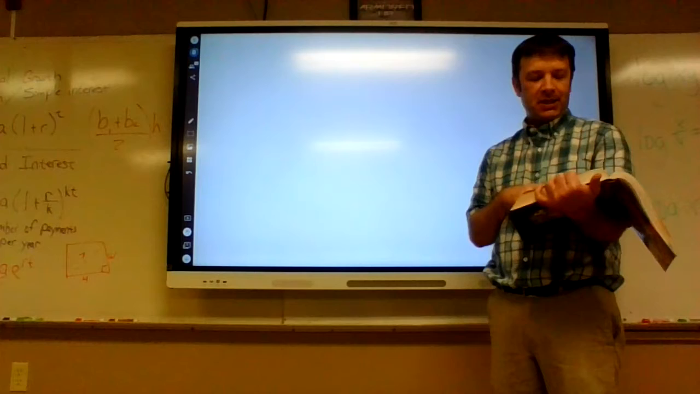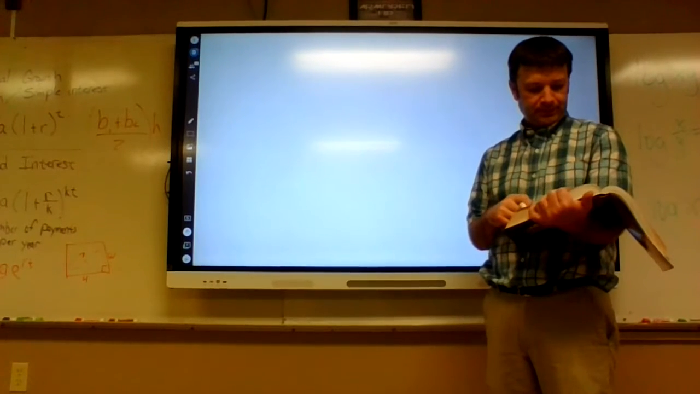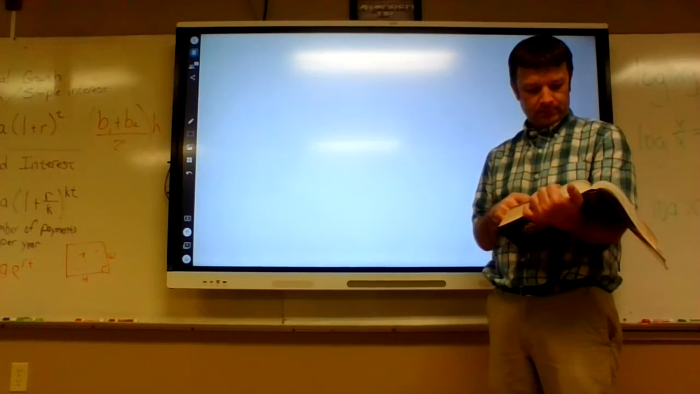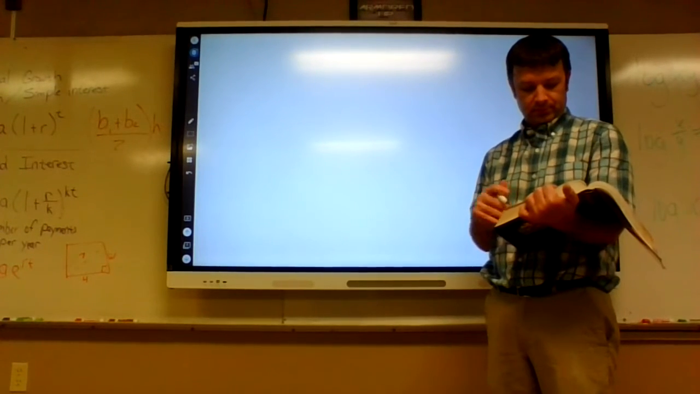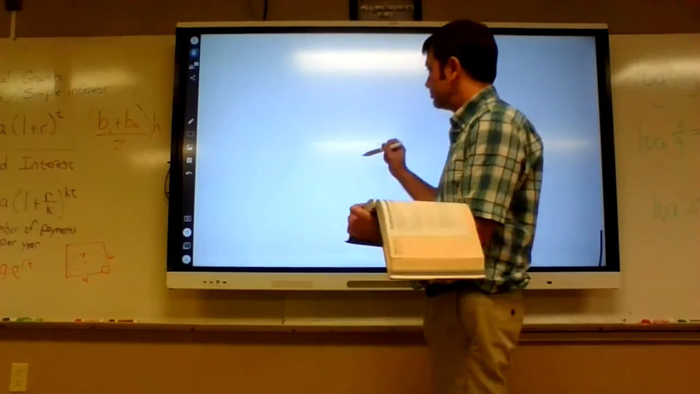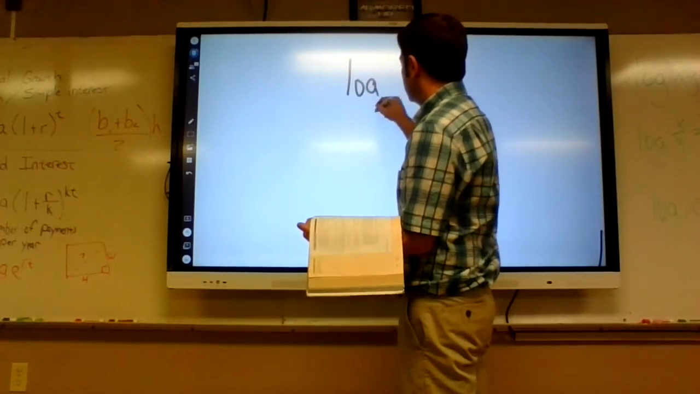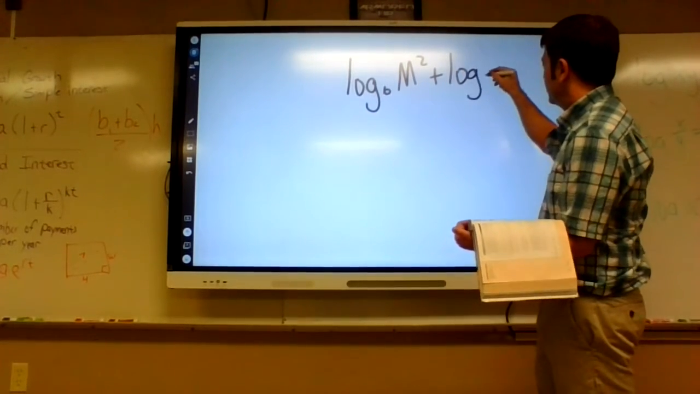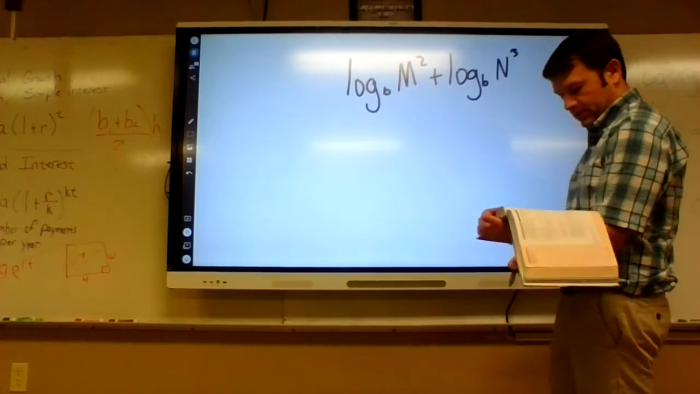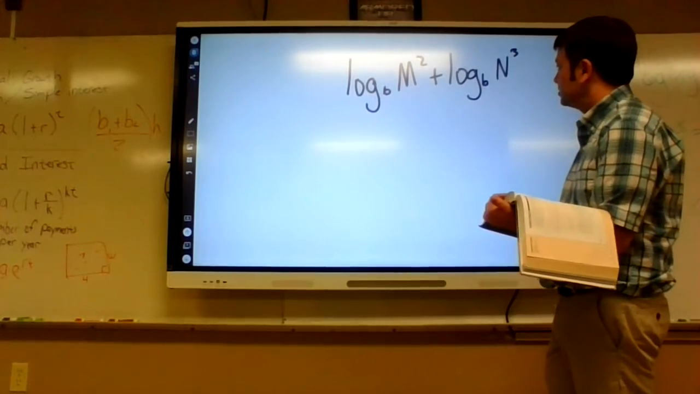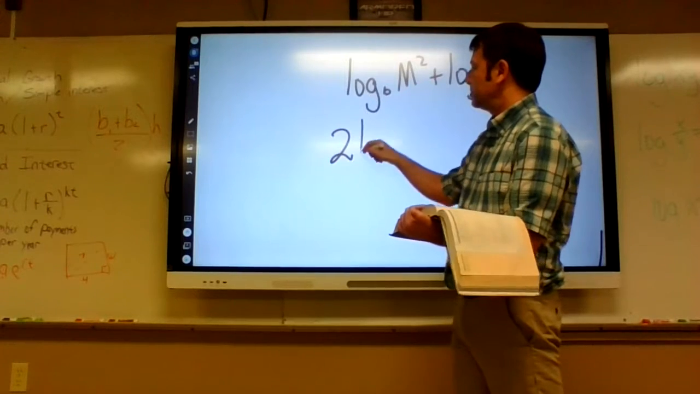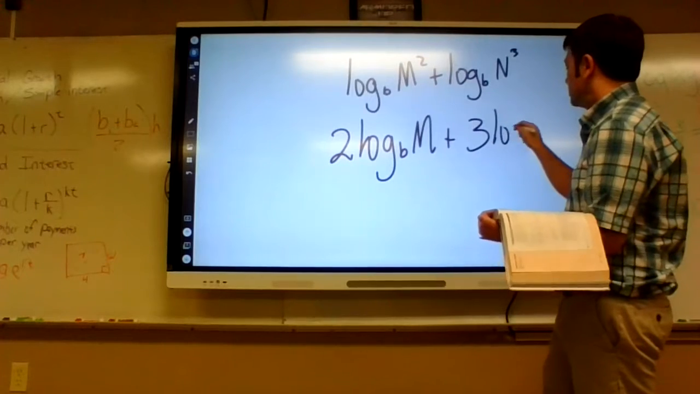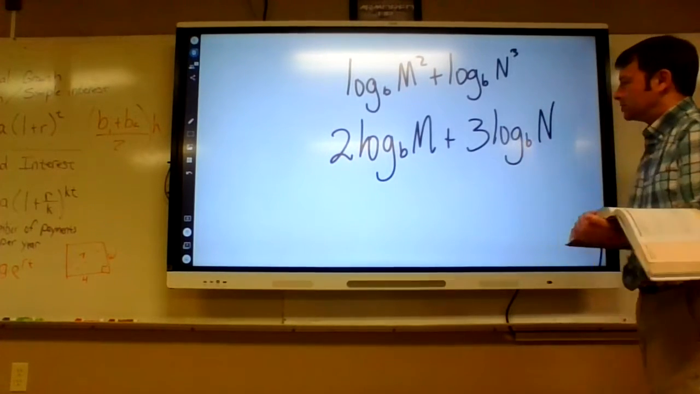So what would 11b be, guys? So the exponents, when they're together like that, you can add them. So it'd be log base b of m squared plus log base b of n cubed. If they're multiplied together, they're added, and then what can we do with the exponents? Move them in front. So 2 log base b of m plus 3 log base b of n.